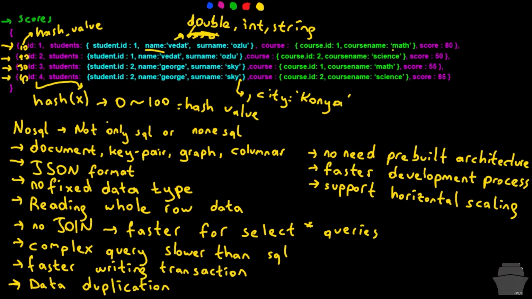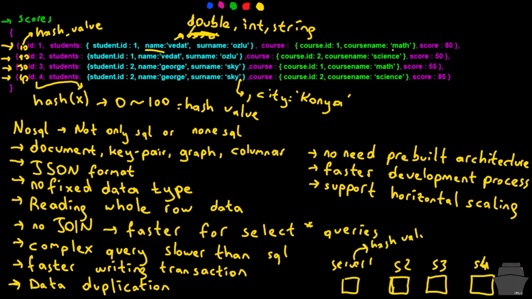So let's put each of these rows into 4 different servers. Here is server 1, server 2, S3, and S4. Let's say server 1 receives a hash value between 0 and 10. Server 2 receives between 10 and 20. Server 3 between 20 and 30. Server 4 between 30 and 100. With that hash x function, when we give an ID value to that function, it returns a hash value of that specific ID, and we know which server has that data. It is pretty cool, right?